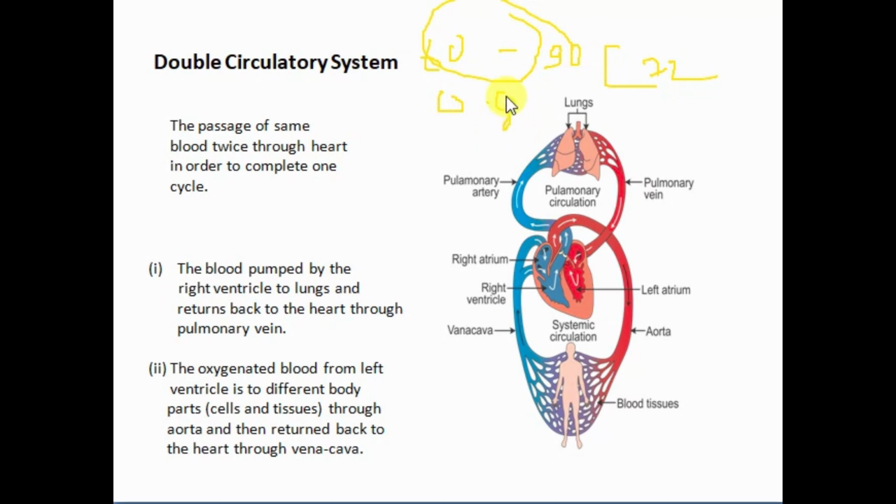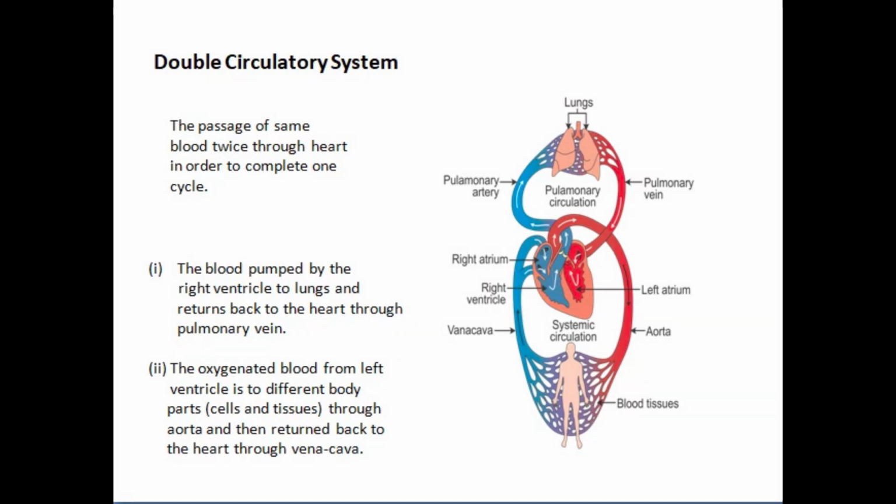Then we have two sounds that come out from your heart. They are lub and dub, and it's because of these valves. When these valves open and close, they produce a sound, and that sound is called lub and dub. So the thug thug that you hear is the sound produced by the valves. So this was for today.